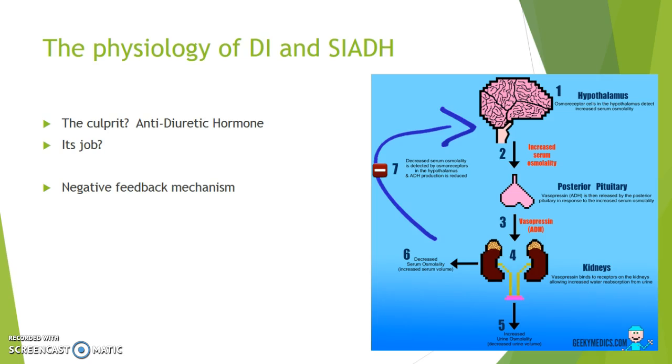So we're going to review DI and SIADH in class. The culprit in the physiology of DI and SIADH is antidiuretic hormone. I want you to think about what we talked about. What is its job? Because when you look at these things, you have to look at normal function and then what happens if you have too much or too little. In normal function, when your serum osmolality increases, the body will release antidiuretic hormone to cause renal retention of sodium or renal retention of water to decrease your serum osmolality and reduce the risk of dehydration.